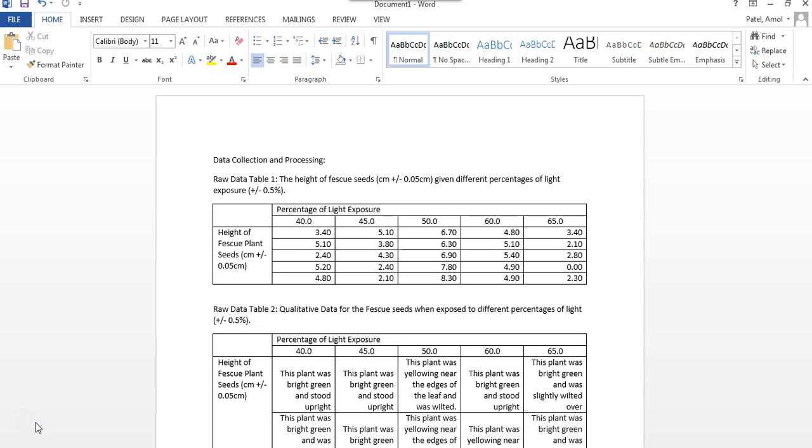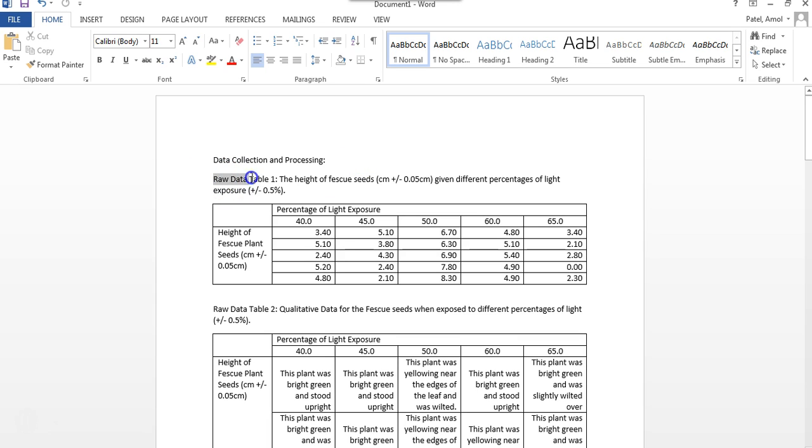All right, so what I want to show you now is how we would present that information that was just calculated through Excel, or whatever other data analysis system you used. So what I have here is my data collection and processing section. I've written it up as it would be expected for a lab submission, and so I want you to pay attention to some formatting issues.